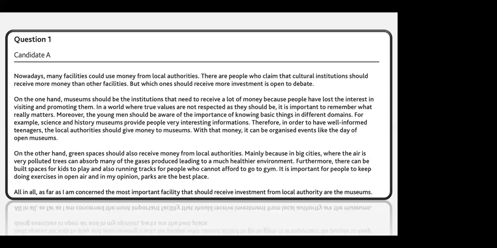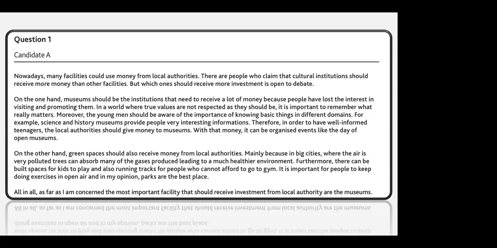Yes, nowadays, many facilities could use money from local authorities. There are people who claim that cultural institutions should receive more money than other facilities. But which ones should receive more investment is open to debate. On the one hand, museums should be the institutions that need to receive a lot of money because people have lost the interest in visiting and promoting them.